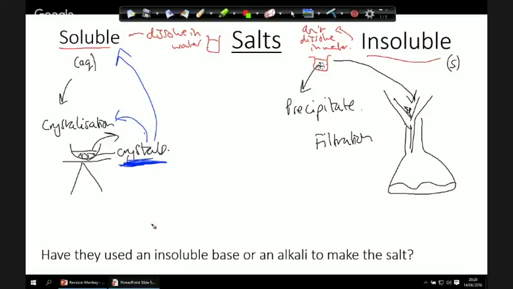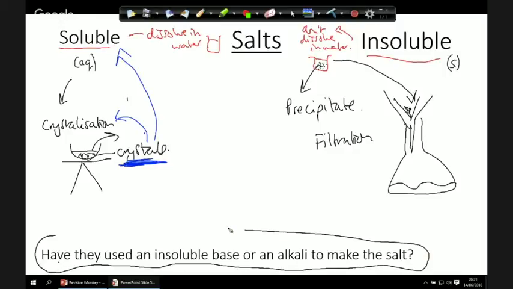Now, the difficult thing with salts is thinking about when you've actually made your salt in the first place. So before you do the separation, when you've made it in the first place, thinking about how you make it. So what acid are you reacting with to make that salt? And this kind of question, have they used an insoluble base or an alkali to make their salt?